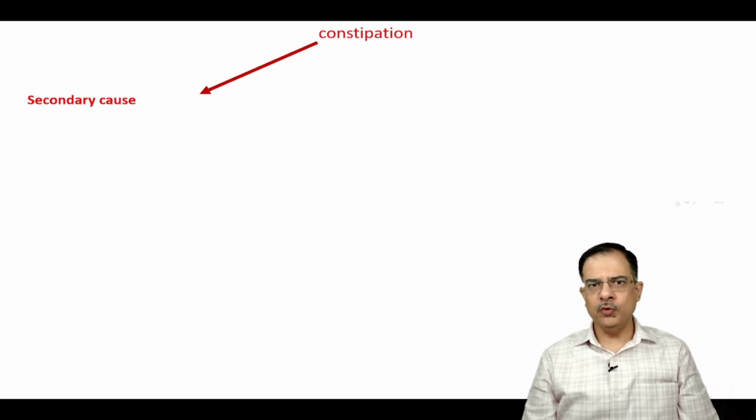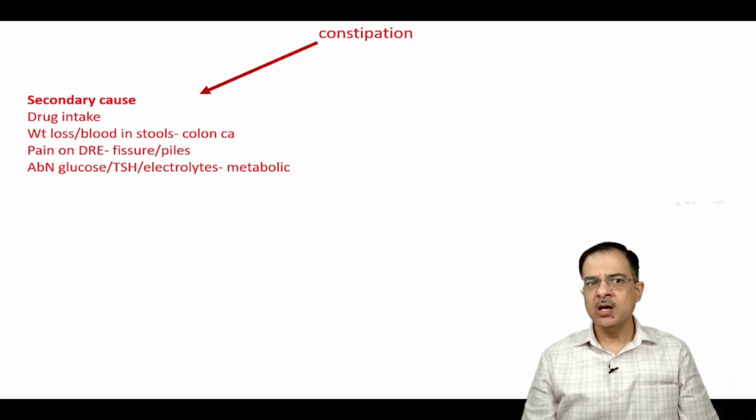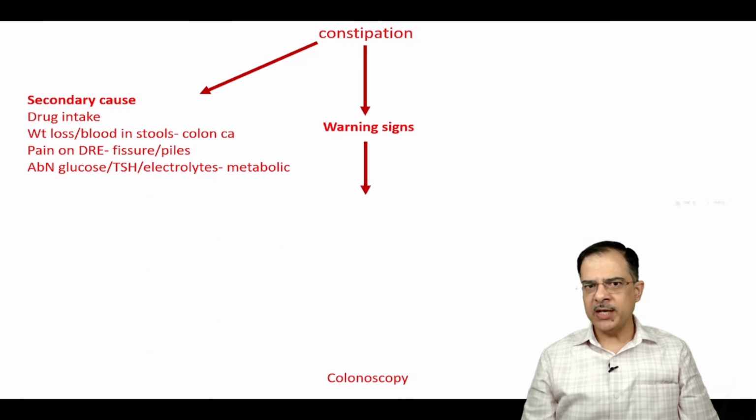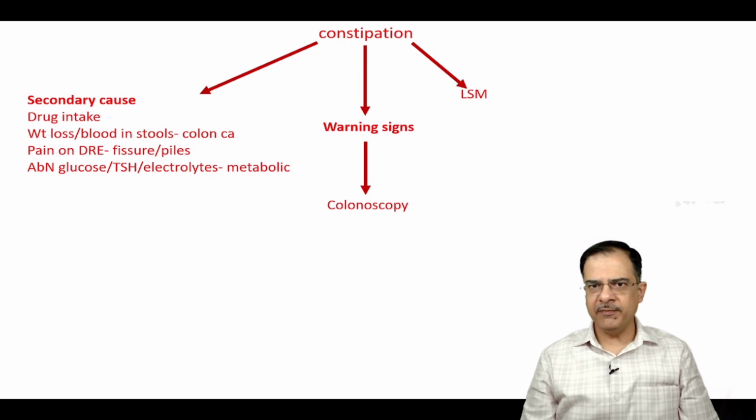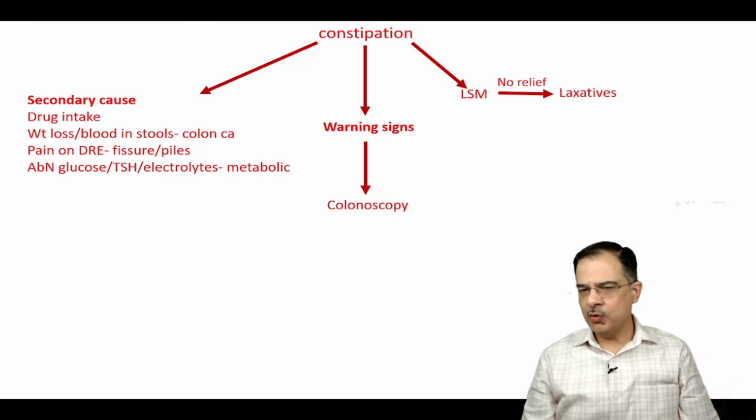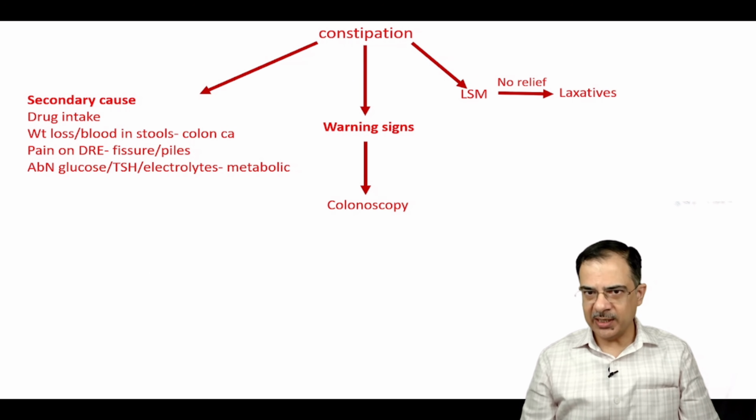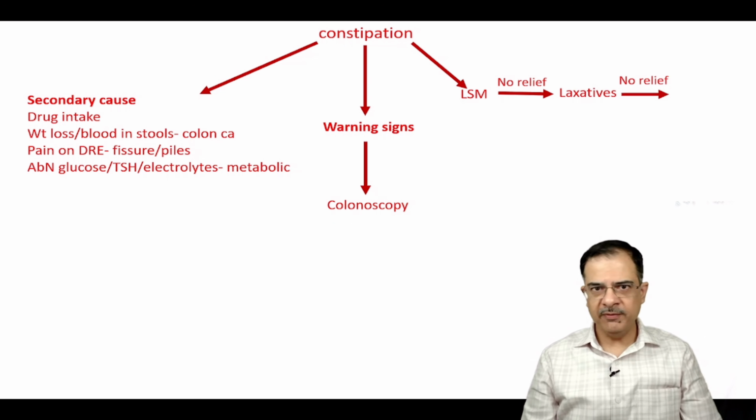So this was the flow chart. So we will again revise the flow chart. First, rule out the secondary causes. Then we look for the warning signs. And if no warning signs, then we go for the laxatives. The patient is taking laxatives and lifestyle modifications along with laxatives. No relief. The next step will be a balloon expulsion test or high resolution manometry.